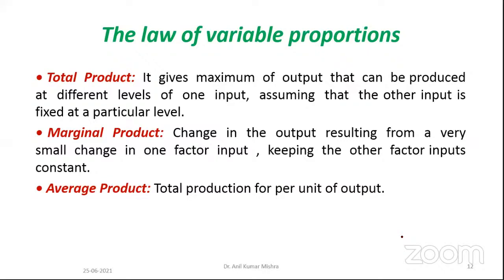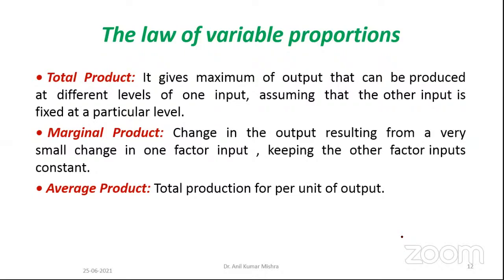So the addition made to the total product by using one more unit of input factor, keeping other things constant, is called the marginal product. Then comes the average product. Average product means output per unit of input, that is, how much output we produce using the input factors. It can be calculated as total product divided by the number of input factors utilized.